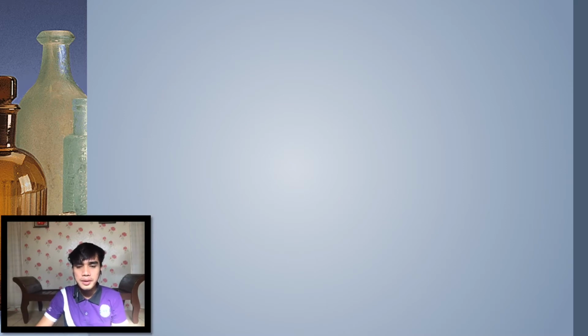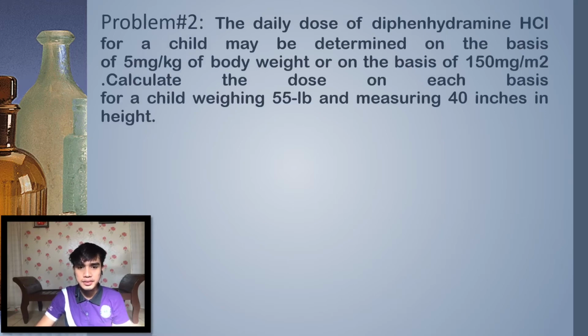Now, we have problem number 2, which states that the daily dose of diphenhydramine HCl for a child may be determined on the basis of 5 mg per kilogram of the body weight or on the basis of 150 mg per meter squared. So we are tasked to calculate the dose on each basis. Remember, on each basis, for a child weighing 55 pounds and 40 inches in height.